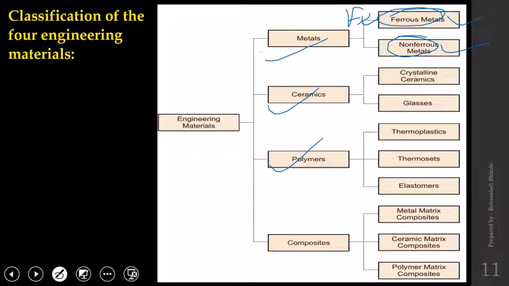Ceramics, as I said earlier, are crystalline and non-crystalline. Non-crystalline are directly called glasses. Polymers: thermoplastic, thermoset, and elastomers. Thermoplastic in the sense, if you have one product from that plastic and you want to recycle it, if you heat it, it will become soft, and if you cool it, it will become hard. If you can repeat that cycle, the material is thermoplastic. And if you cannot repeat the cycle, it is thermoset.